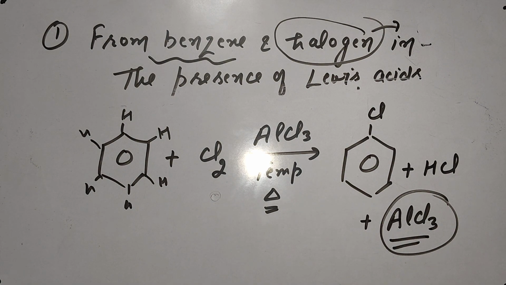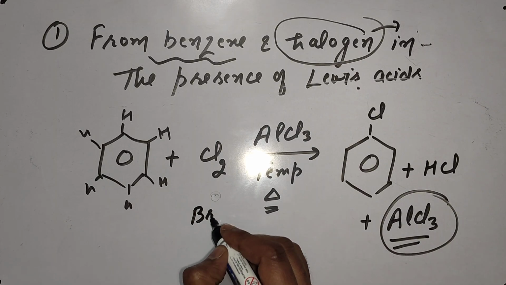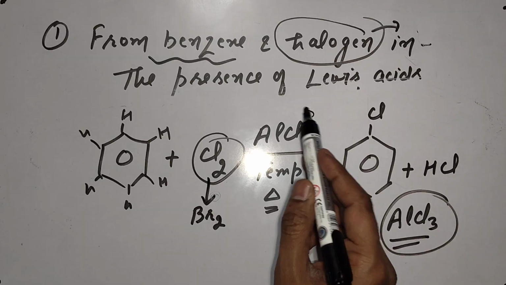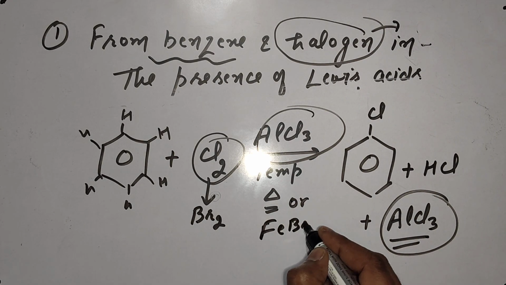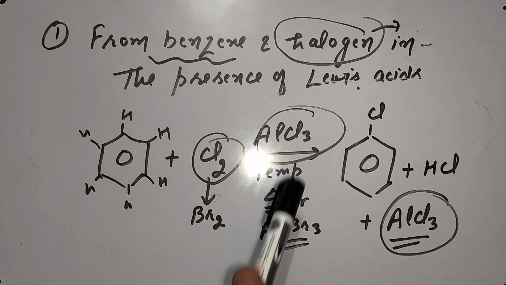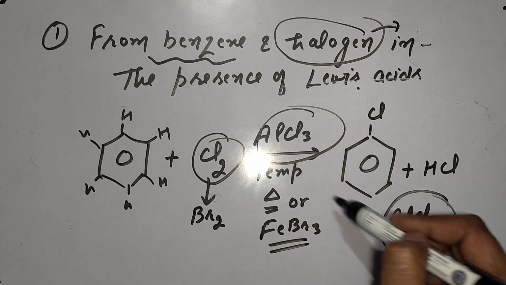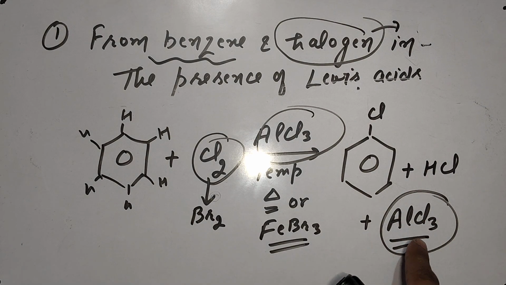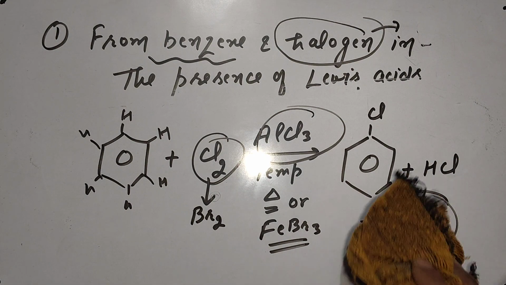Let's understand the mechanism of the reaction. Before that, if we want to create bromobenzene, then in place of chlorine use bromine, with the same AlCl3 or FeBr3 reagents as a Lewis acid. In place of chlorine, bromine will join here, bromobenzene will generate, HBr will be the side product, and your Lewis acid will regenerate in the same form. Let's understand its mechanism.